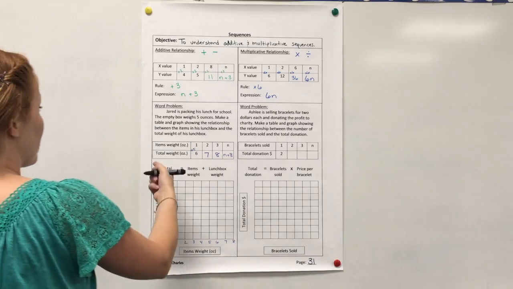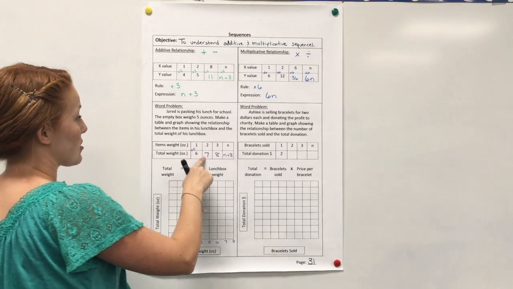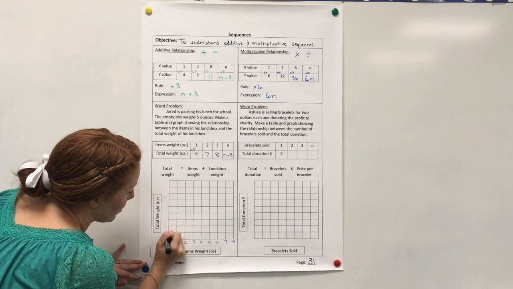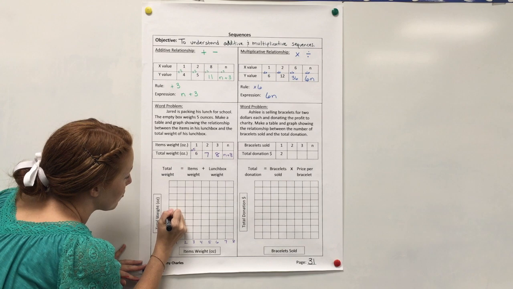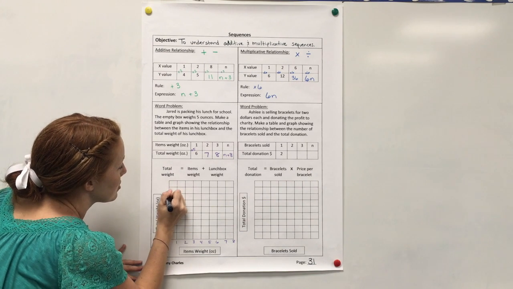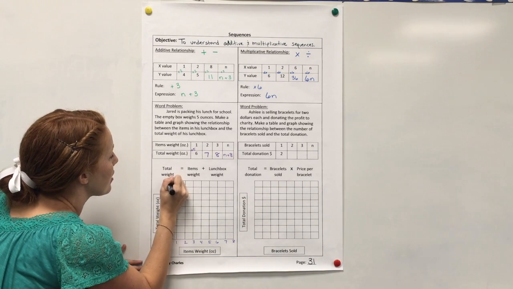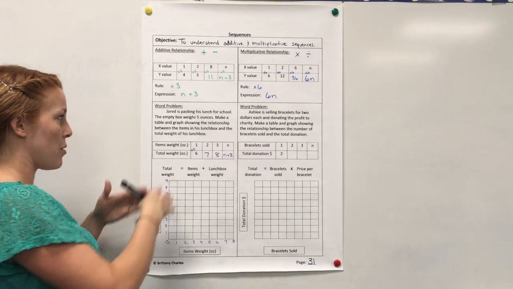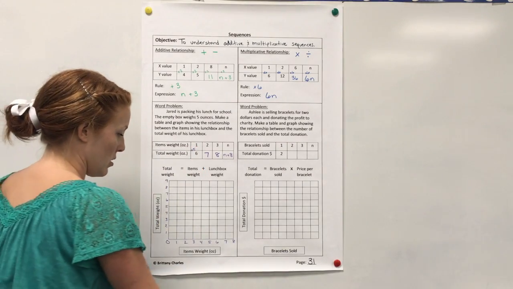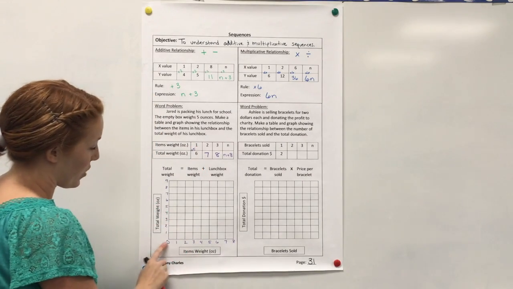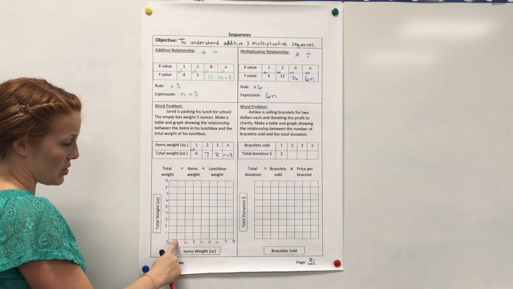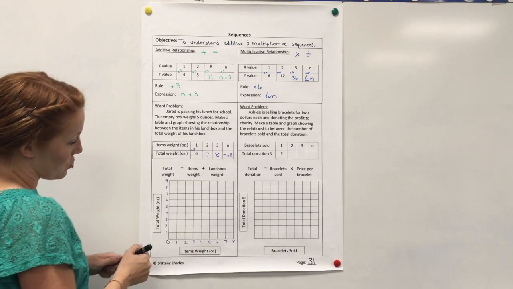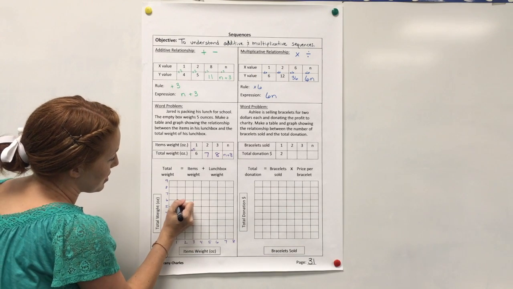And then on the total weight, well, it's 6, 7, 8. So I can just count by ones too. 1, 2, 3, 4, 5, 6, 7, 8, 9. Okay. Now, if I graph this, remember the item's weight is 1. So when I have only 1 ounce of items in the lunchbox, the total weight is 6. So 1 right here, the total would be 6.